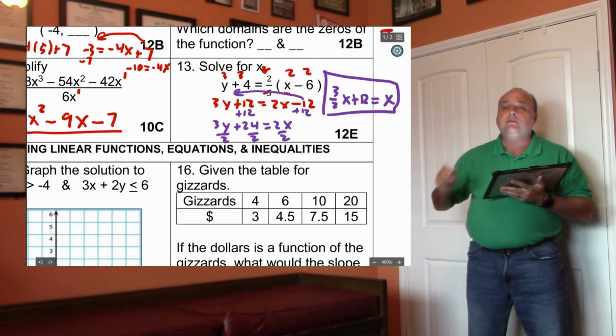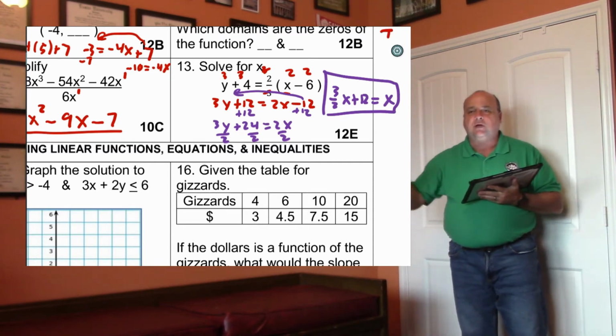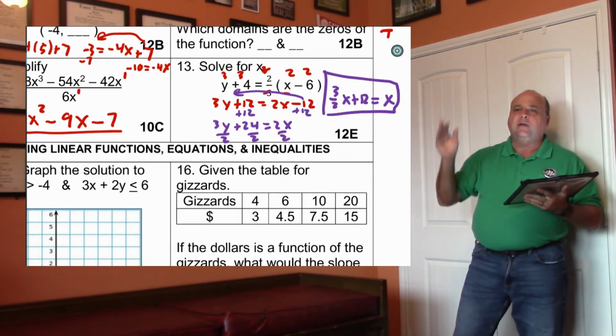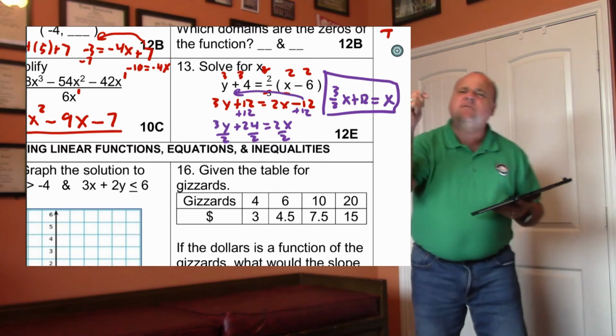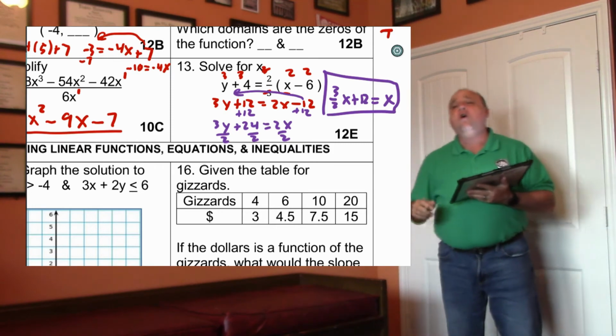So instead of solving for y, I'm solving for x. X can end up on the left or the right. Fun stuff. F-U-N, fun, fun, fun.